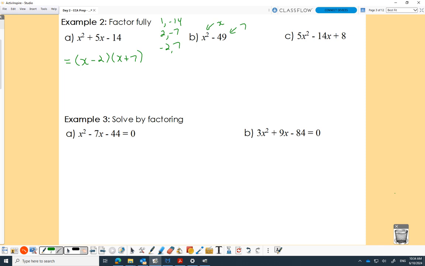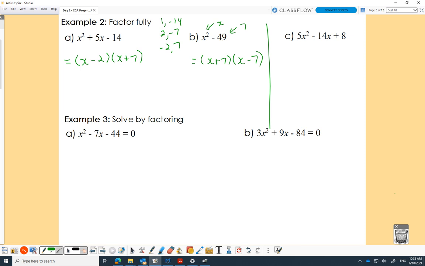So then what do you do with that? Do you remember? What do you do with the x and the 7? Same, yeah, right. Now it's the same as this. I've got my numbers: 7 and negative 7. So I've got 2 brackets, x plus 7 and x minus 7. What if you weren't sure? What would you do next? You just FOIL it out to make sure it works.